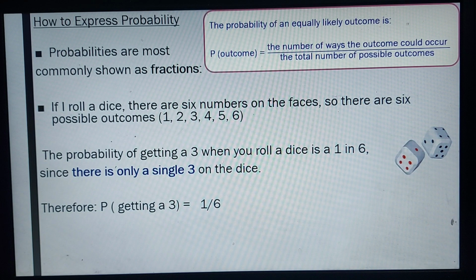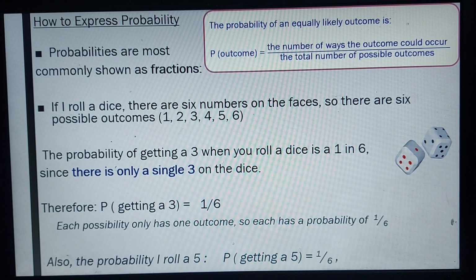So the formula is the number of ways the outcome could occur, which is 1, divided by the total number of possible outcomes, which is 6. So the probability of getting a 3 when I roll a dice is equal to 1/6. Also, the probability of getting a 5 when I roll a dice is 1 in 6 because there is only a single 5 on a dice. So the probability of getting a 5 is equal to 1/6.